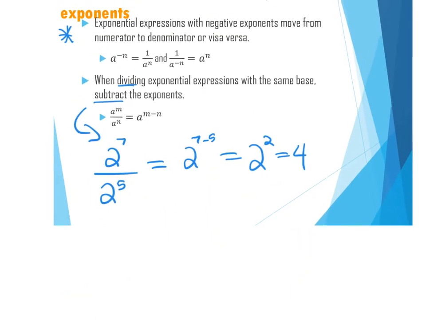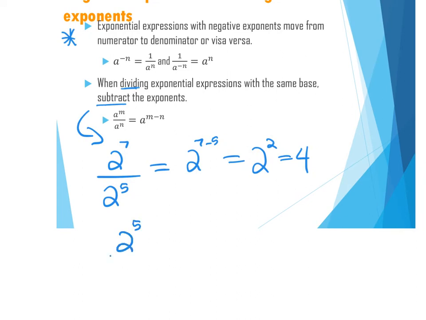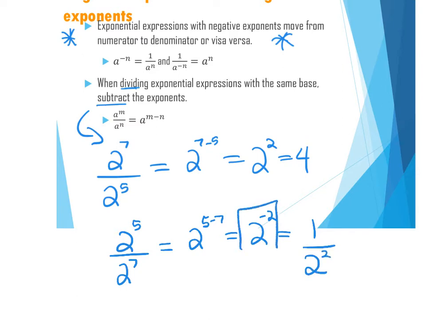Now, if it's backwards, let's say it was 2 to the 5th on the top and 2 to the 7th on the bottom, this is where our negative exponents are going to come into play. So here I would be doing 2 to the 5 minus 7, and then this would give me 2 to the negative 2 power. Okay, this doesn't make the number negative. Notice in the instructions here it says expressions with negative exponents move from the numerator to the denominator. So what I would do is take this whole thing and move it to the denominator, and then make the exponent positive. So when you have a negative exponent, it makes it a fraction.